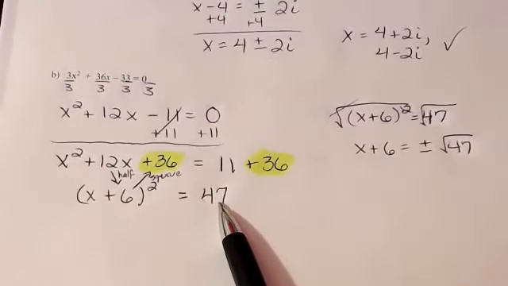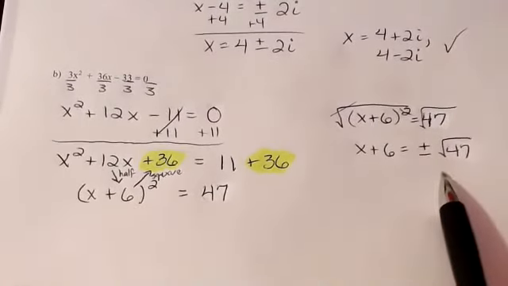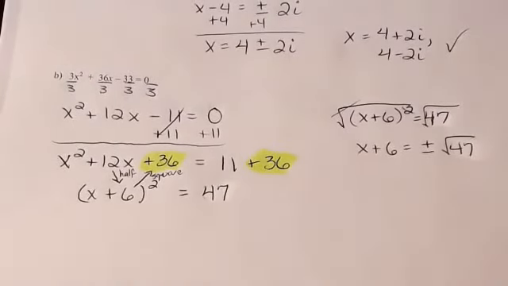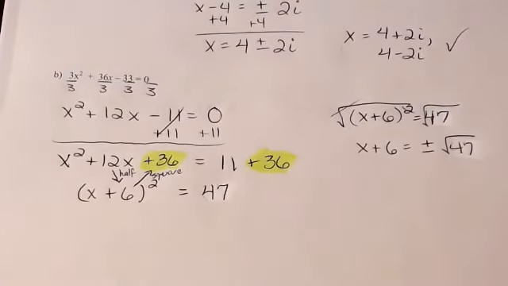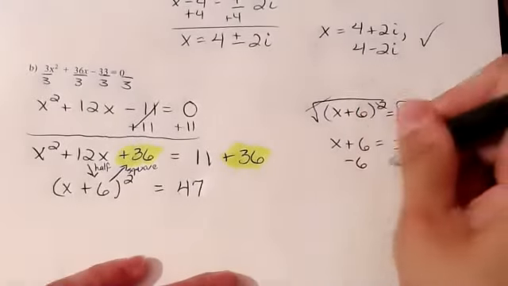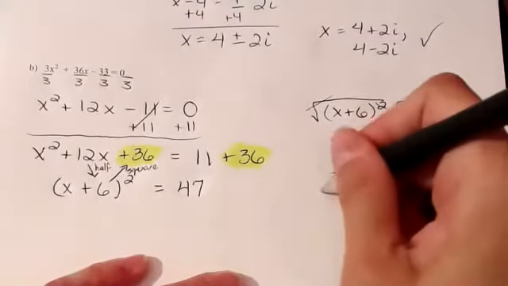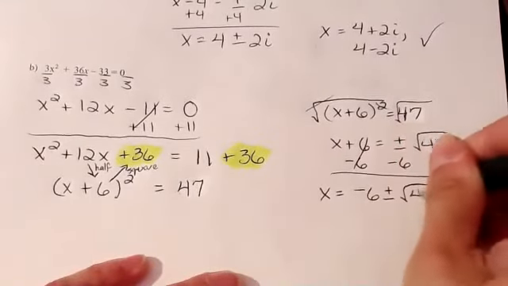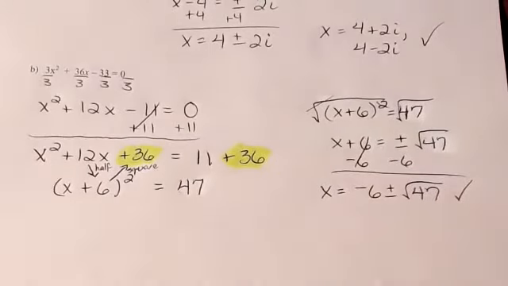11 and 36 is 47. You take the square root of both sides, so we have positive or negative square root of 47. With 47, there are no perfect squares that go into 47, which is fine. It's not a big deal, but we do still have to solve for x. We still want to get that by itself, so I'm going to subtract 6 from both sides. That leaves me with x is equal to negative 6 plus or minus square root of 47, and that represents our final answer.